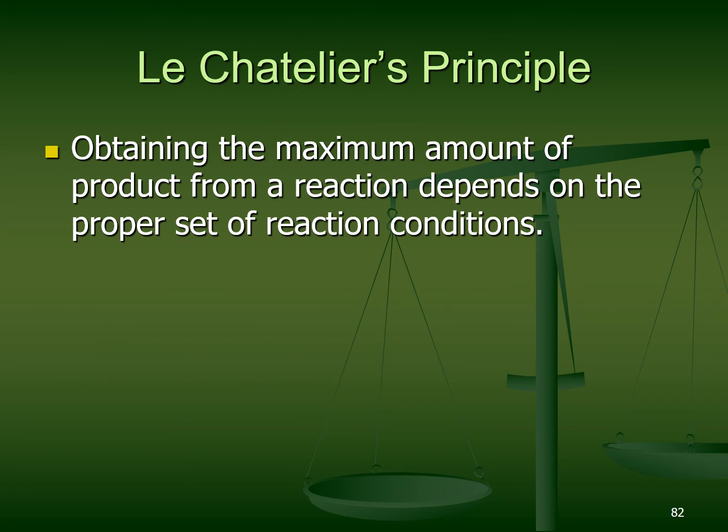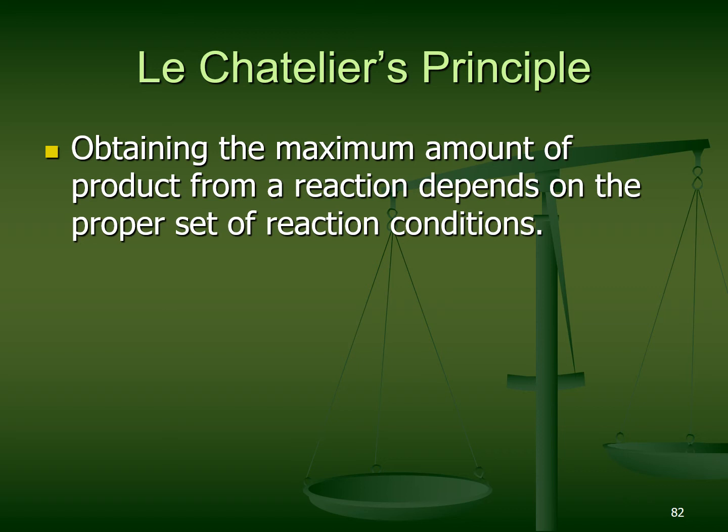Usually the goal of a chemical reaction is to get as much possible product as you can. So that's where this is coming from. Obtaining the maximum amount of product from a reaction depends on the reaction conditions. So we've been talking about equilibrium, and we know that the reaction kind of comes to a stop, but not actually. The rate of the forward reaction and the rate of the reverse reaction are equal, and so it looks like the reaction has stopped. So you can't really make any more product when it gets to that point.